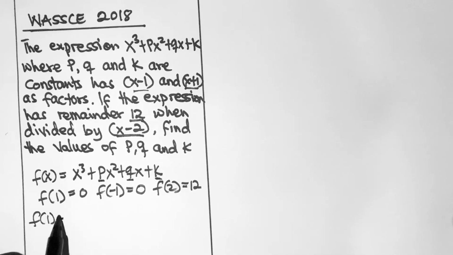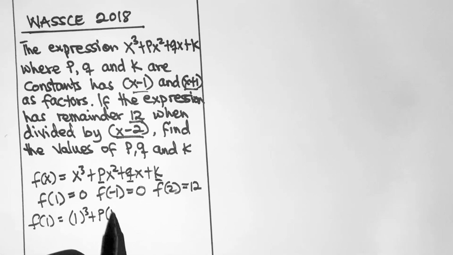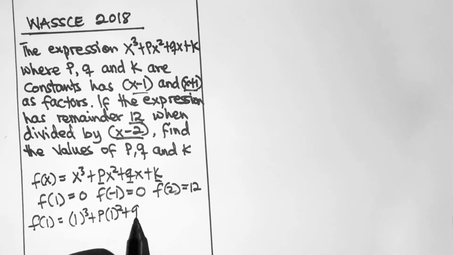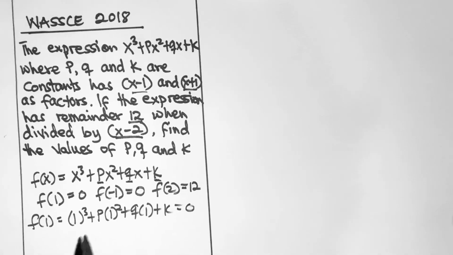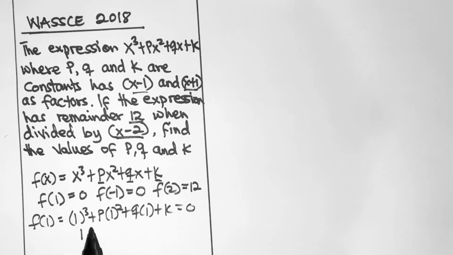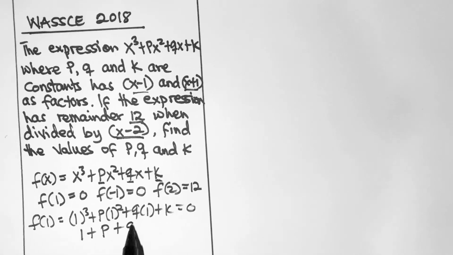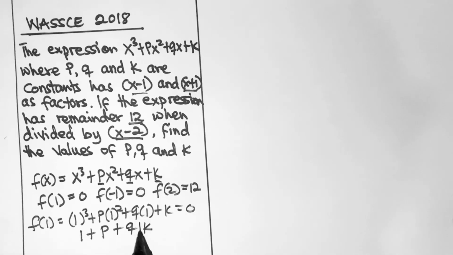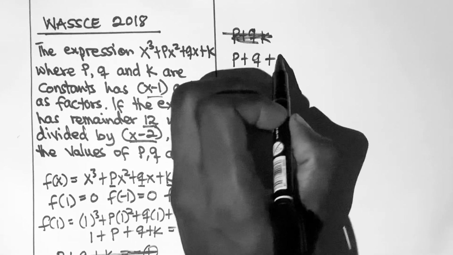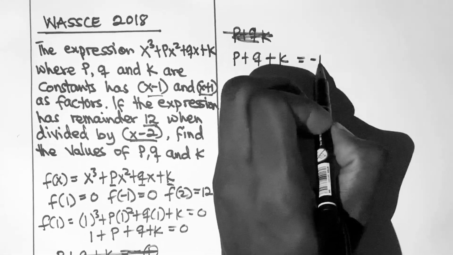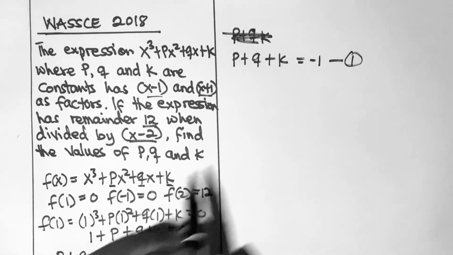So f of 1 is equal to 1 cubed plus p times 1 squared plus q times 1 plus k equals 0. So 1 cubed is 1, plus 1 squared is 1 times p, so it's p, plus q times 1, which is q, plus k is equal to 0. So p plus q plus k equals minus 1 becomes our first equation. Now let's find f of minus 1.